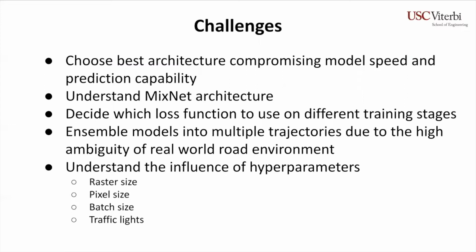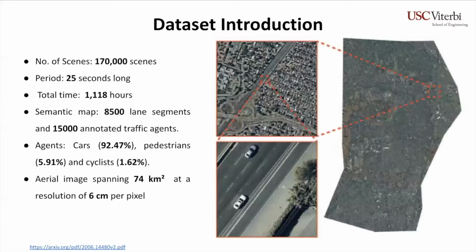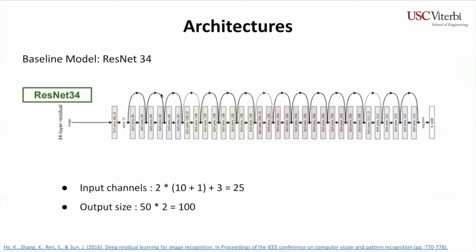And finally, we want to understand the influence of the parameters provided by the dataset, which contains raster size, pixel size, batch size, and also the traffic light mask. As you can see, this dataset consists of over 170 scenes, so it is really big. And next, the baseline model we use is ResNet 34.